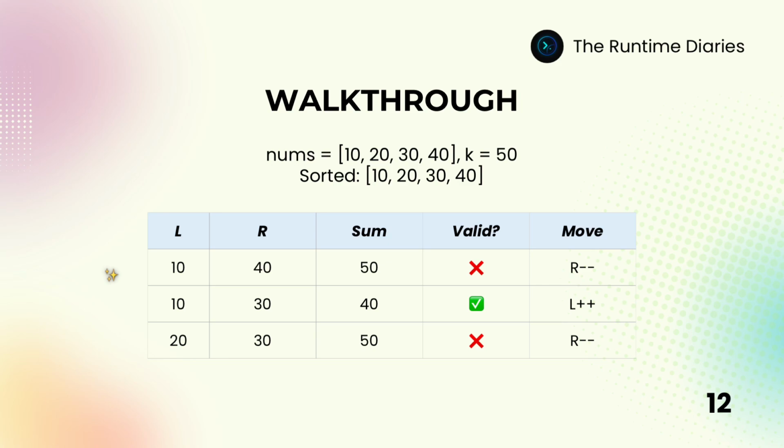leftward. The second comparison, 10 plus 30 equals 40, which is less than k, so we update best to 40 and move left rightward. The third comparison, 20 plus 30 equals 50, which is not less than k, so we move right leftward. Now, left is no longer less than right, so we stop. Best equals 40. Every move is purposeful.